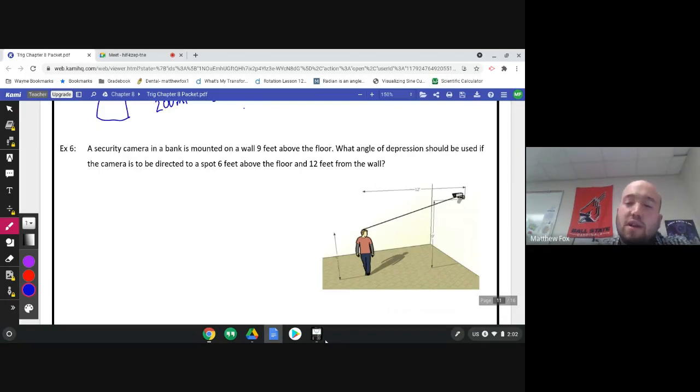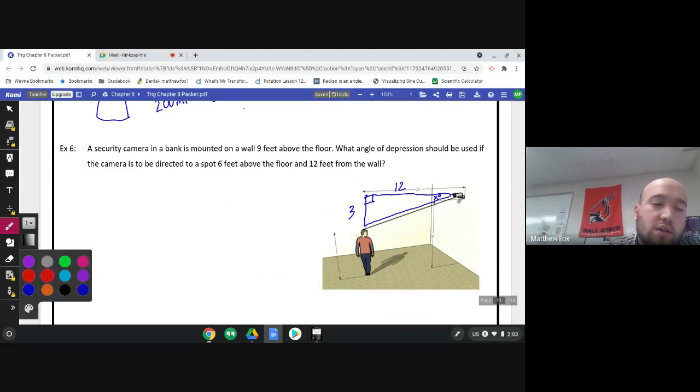Now if we think about it, I could draw in this triangle, right angle here. Now 12 feet is the length on that side. If the camera's mounted 9 feet up, we want it to be at 6 feet. 9 minus 6, that'll be a length of 3 there. Now it says what angle of depression? Angle of elevation was above, angle of depression below. Okay. So depression right here, angle of depression, I don't know what it is, but it would be right there.